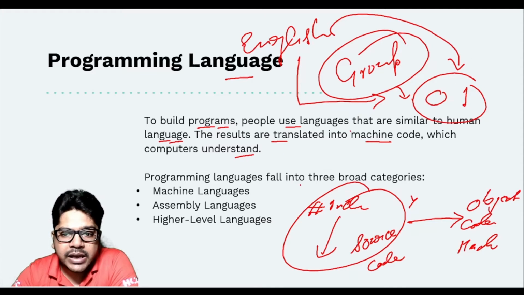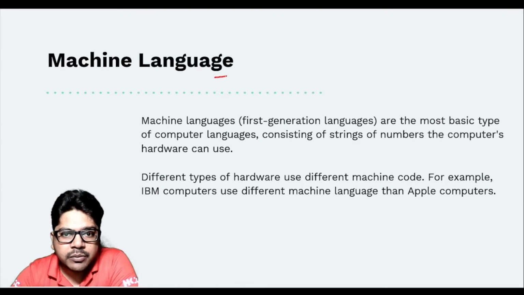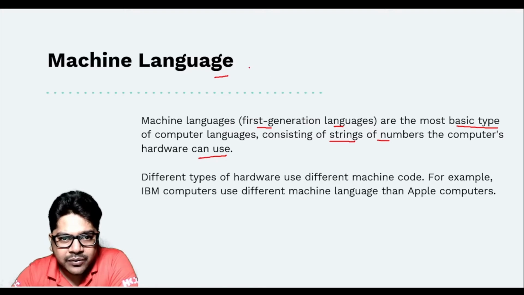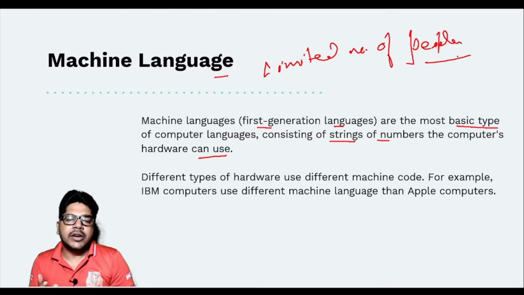Okay, so programming languages fall into three broad categories. One is called machine language, then we have assembly language, and then we have higher level languages. So what is machine language? Machine language, which is basically the first generation language, is the most basic type of programming language, consisting of strings of numbers the computer hardware can use. And that was the reason why a very limited number of people used these languages, as compared to the number of coders you have today with high level languages.